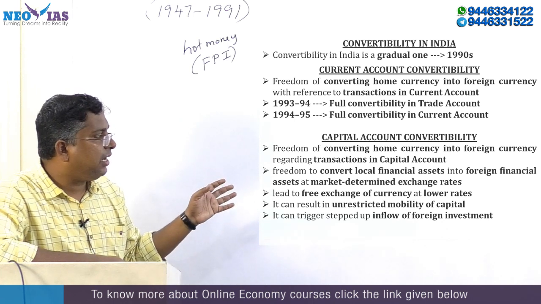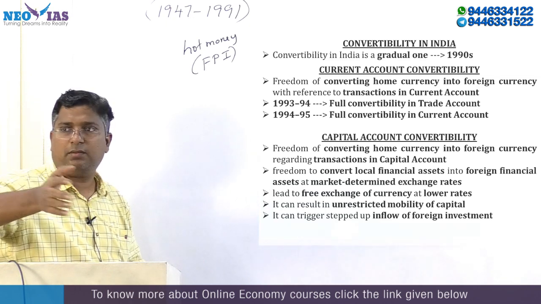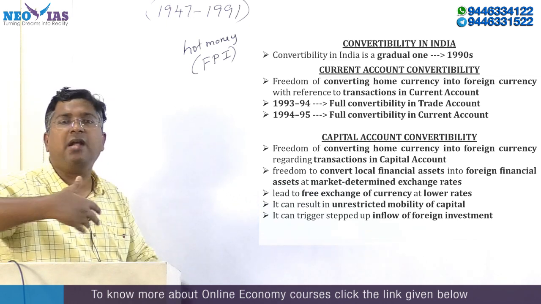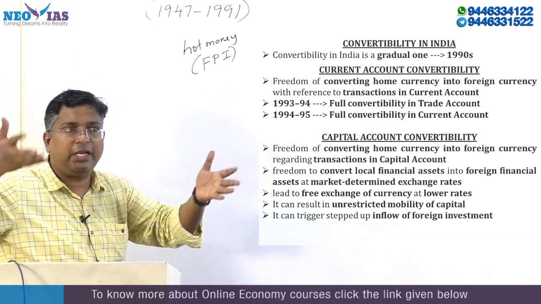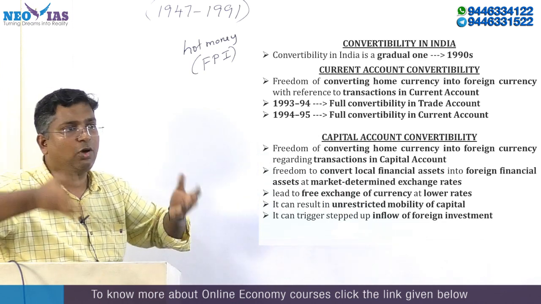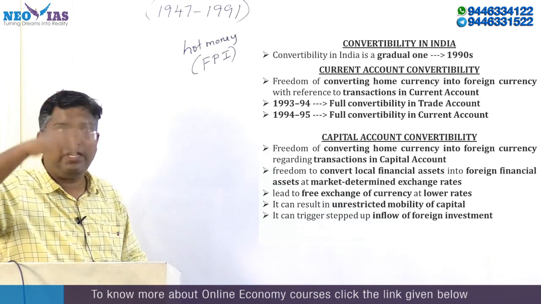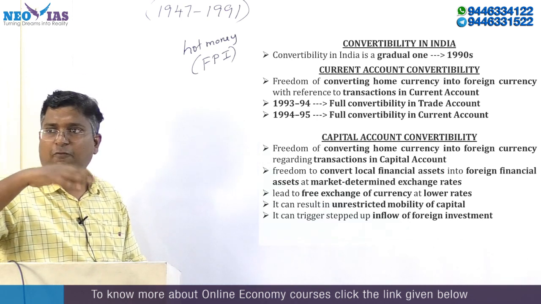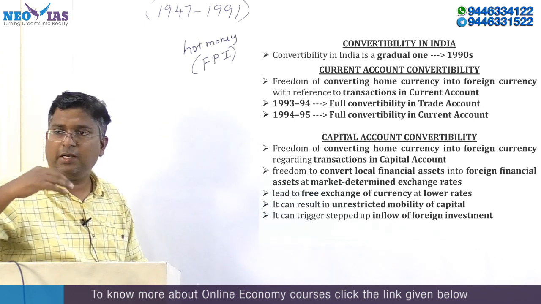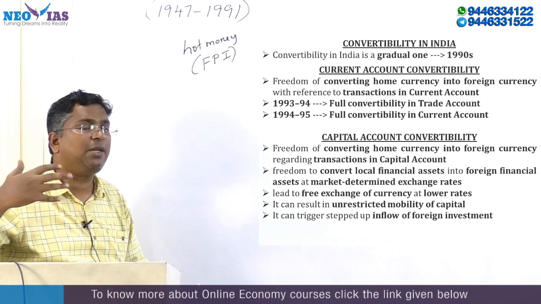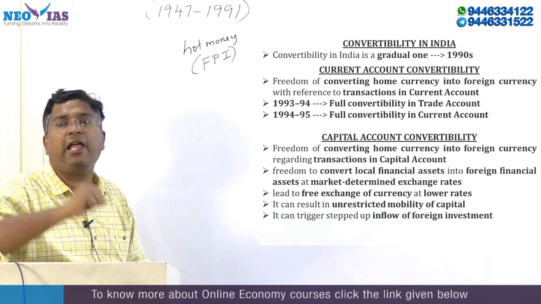It can result in unrestricted mobility of capital. Capital mobility means movement. The movement of capital will be unrestricted. Today 1 lakh crore will come, tomorrow 1 lakh crore will go, and that will create panic in the stock market as well as in the foreign exchange market. We don't want such drastic swings, we need a stable currency. Remember, I told you one of the important features of a hard currency is that it is stable. But in India, if you introduce full convertibility, that stability will go. RBI will fail in providing a stable value for the Indian rupee.